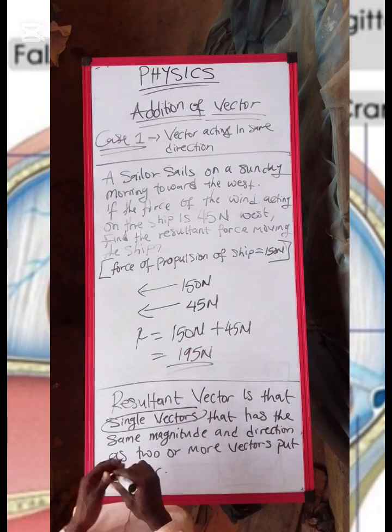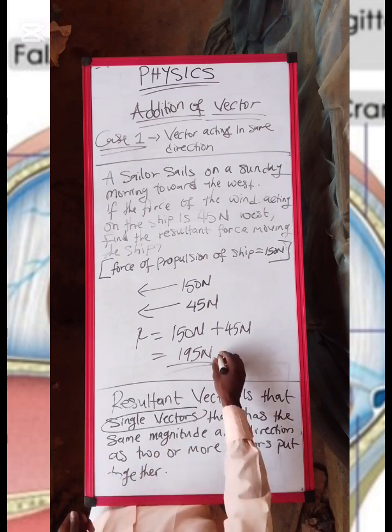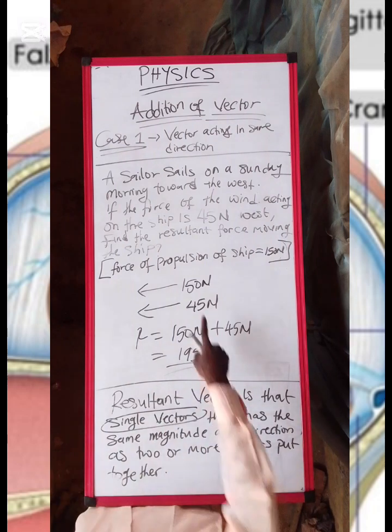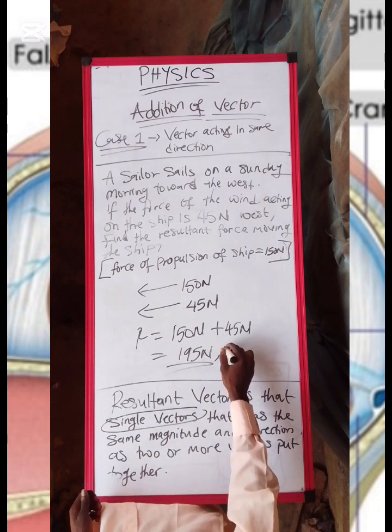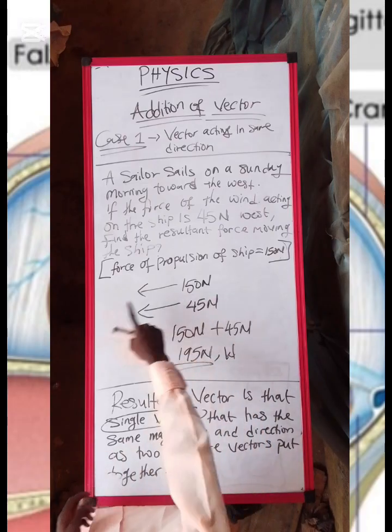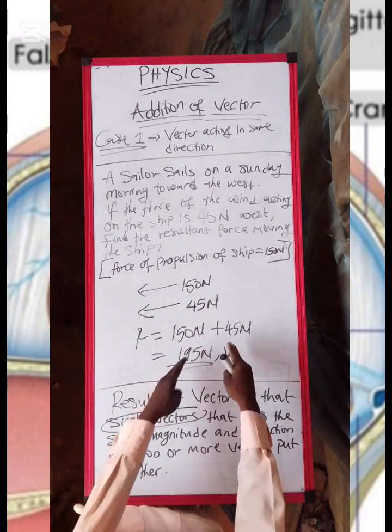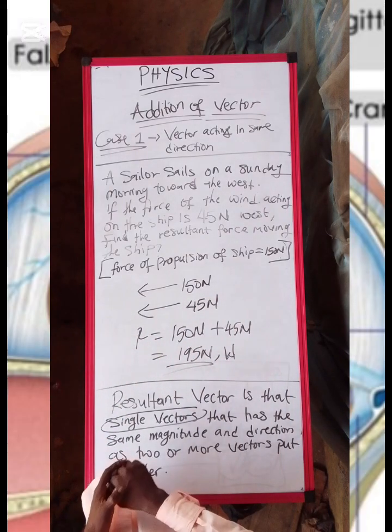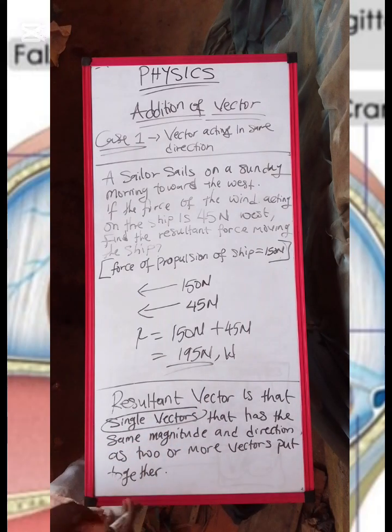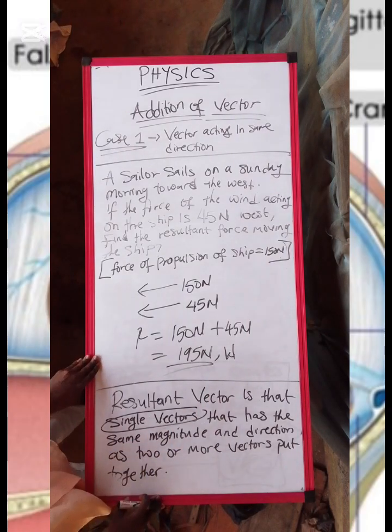But you have only given us the magnitude, you have not given us the direction. What will now be the direction? The direction is towards the west, because both of them are going towards west. The direction is always the direction of the vector. Since both of them are going west, the resultant should also go west. All right, that is all for vectors acting in the same direction. Let's go over to vectors in opposite direction.